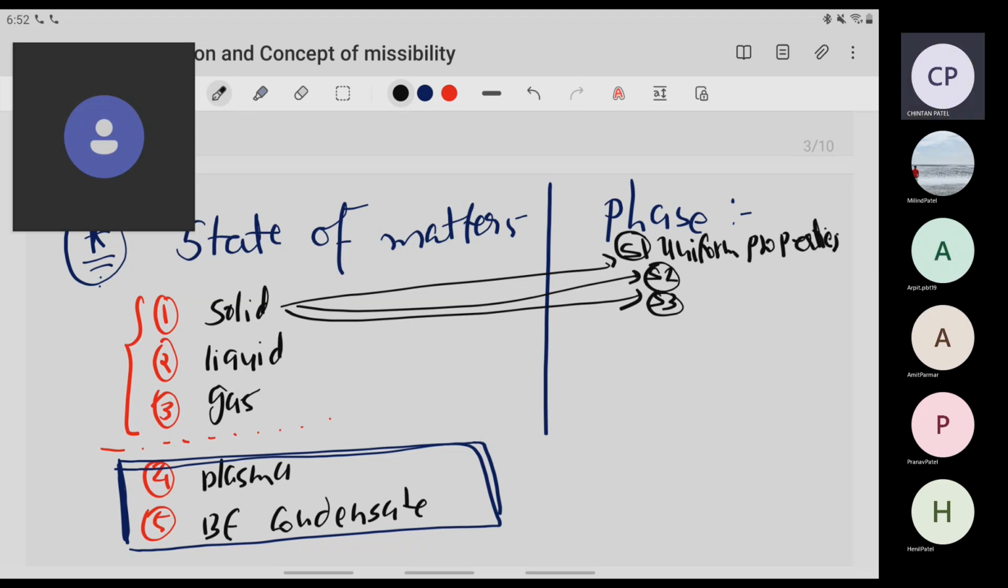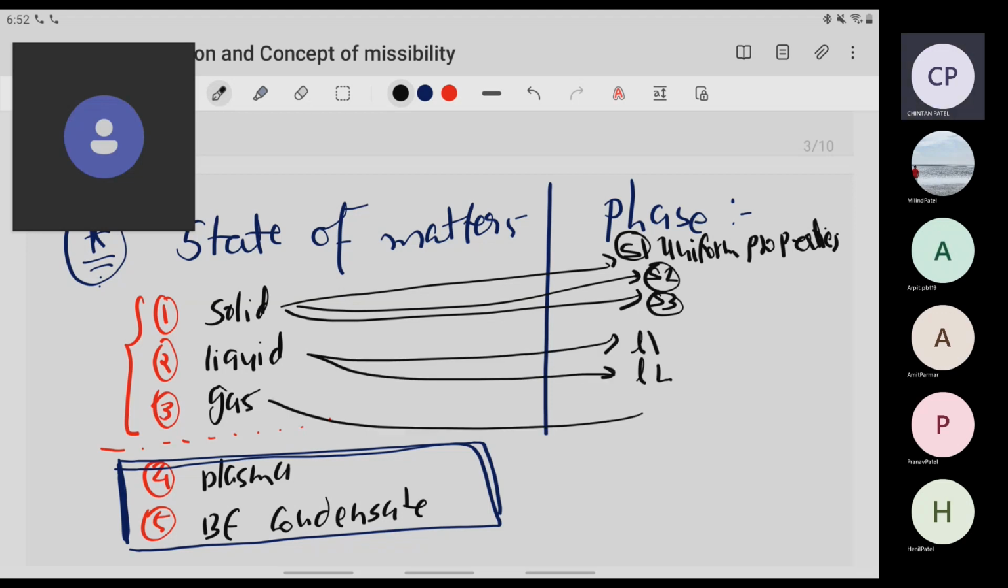That is known as the phase. Same we can do with liquid phase also, and same we can do with gas phase also. So when I say phase, let's suppose this is phase one, liquid phase two. That means that liquid phase one contains some kind of uniform properties. Uniform means it's a kind of homogeneity throughout that phase.